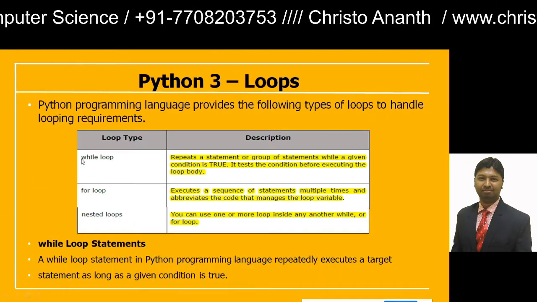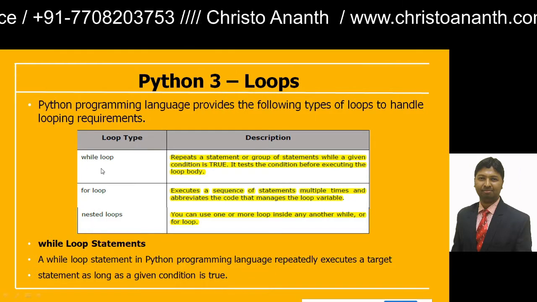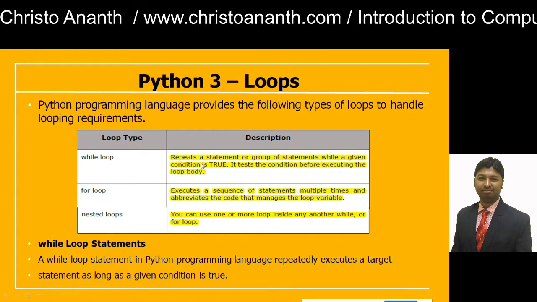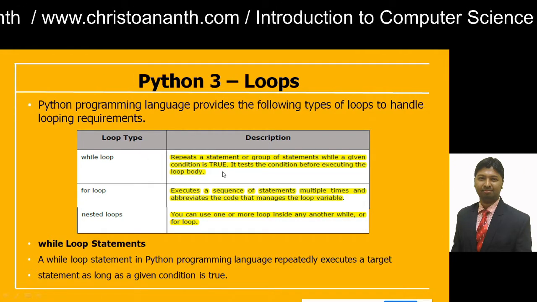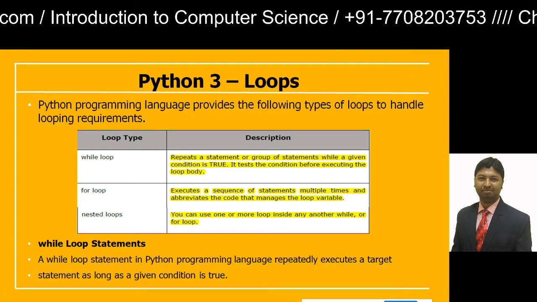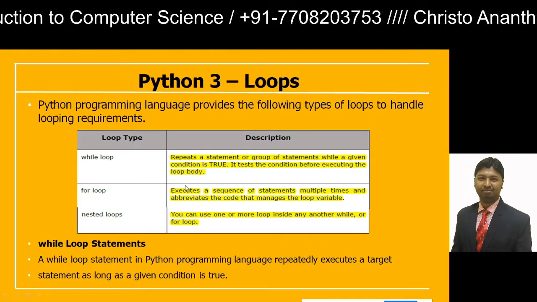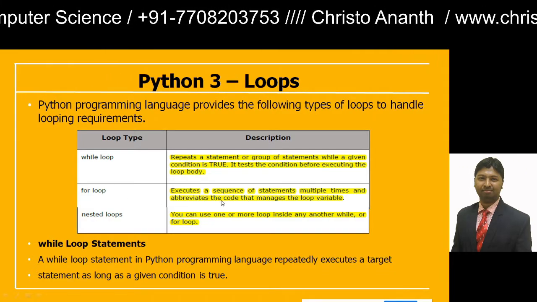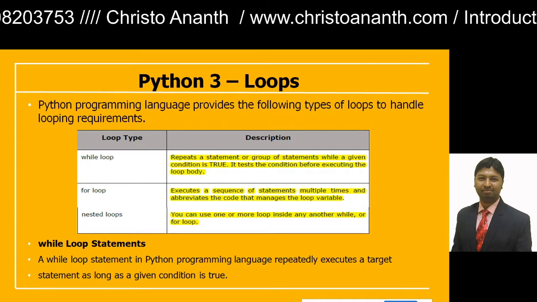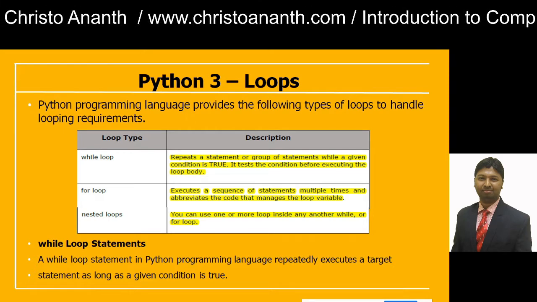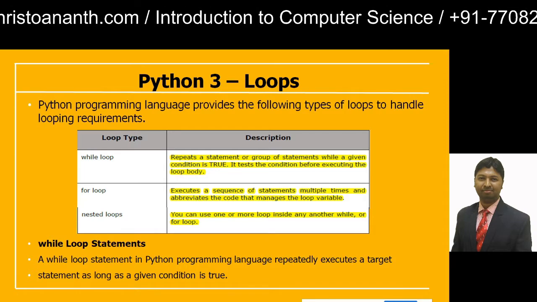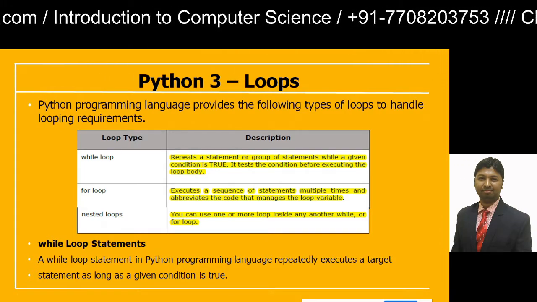There are three types of loops: while loop, for loop, and nested loop. In this class, I'm going to teach only the while loop. A while loop repeats a statement while the condition is true. As long as the condition is true, it executes the statement, and it tests the condition before executing the loop. The for loop executes a sequence of statements multiple times and abbreviates the code that manages the loop variable. In a nested loop, as I told you, there is a loop within another loop. You go with the inner loop first, and then the outer loop.